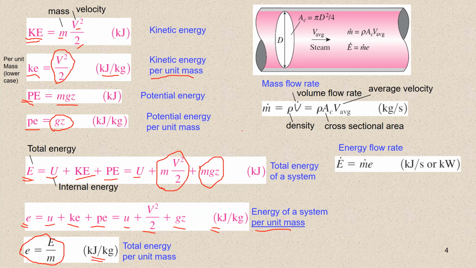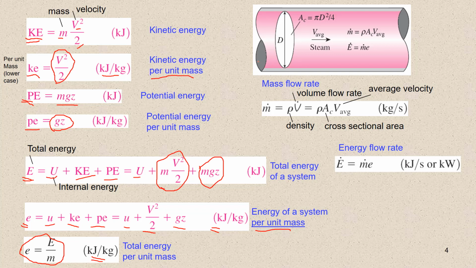Most closed systems remain stationary during a process and thus experience no change in their kinetic and potential energies. Closed systems whose velocity and elevation of the center of gravity remain constant during a process are frequently referred to as stationary systems. The change in the total energy, delta capital E, of a stationary system is identical to the change in its internal energy, which is delta capital U. And in this text, a closed system is assumed to be stationary unless stated otherwise.